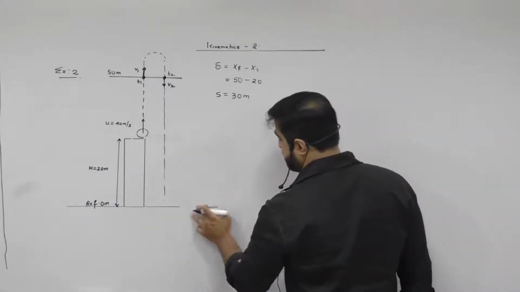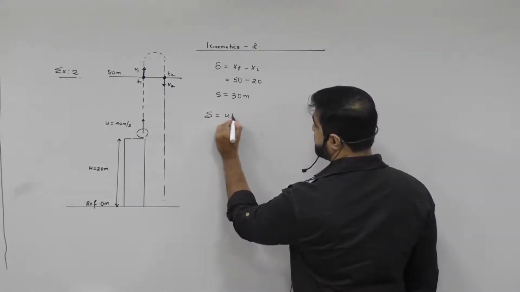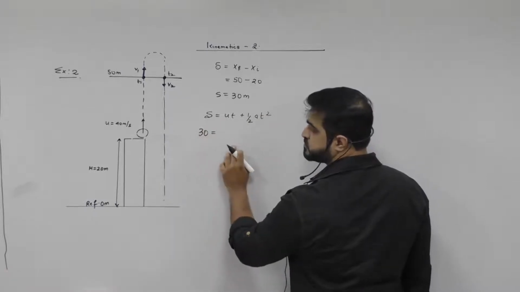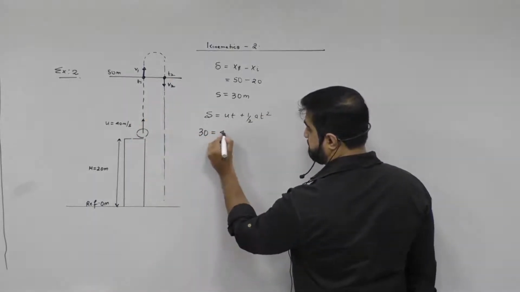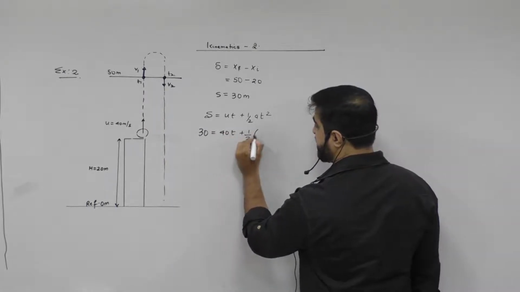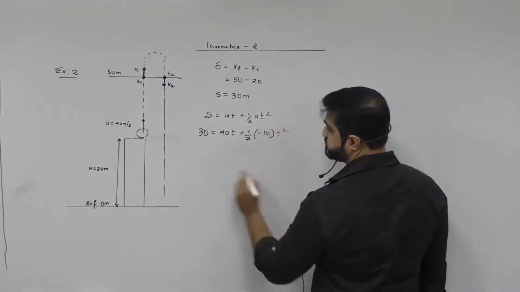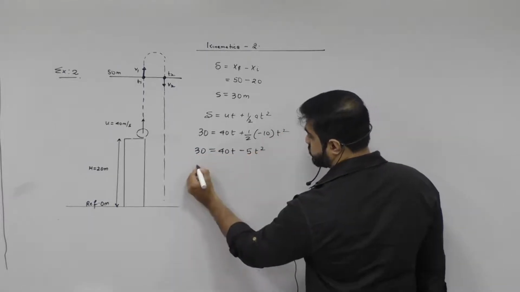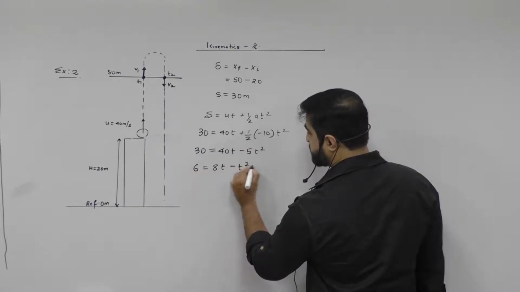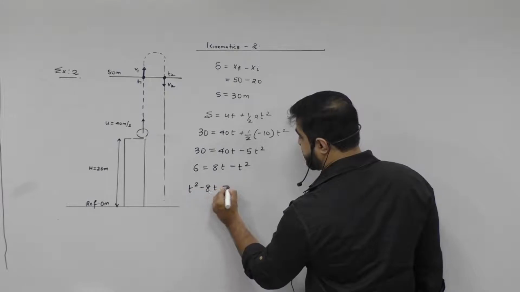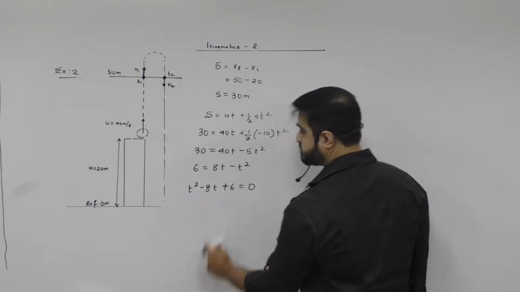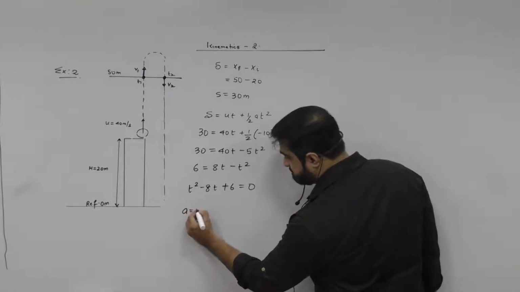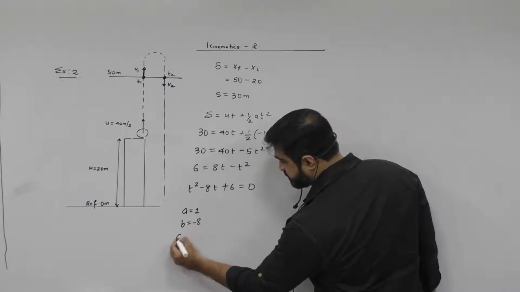Now I am using the formula: S is ut plus half at square. S is 30, upward. U is 40, plus upward. Plus half a, where a is minus 10, g is down, t square. So 30 is equal to 40t minus 5t square. So it will become 6 is equal to 8t minus t square. So t square minus 8t plus 6 is equal to 0. You getting it? Now we know that a will become 1, b is minus 8 and c is 6.